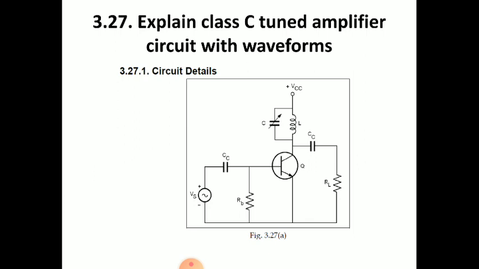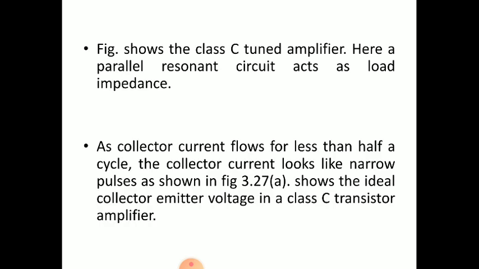Now we have to see the operation of class C tuned amplifiers. This is a tuned amplifier, because in the load the resistor RL is replaced with a tuned circuit, and the transistor is operating in class C mode. It's a power amplifier, that's why we use a power transistor, and the Q point is selected such that the conduction angle for the collector current is less than 180 degrees. The figure shows the class C tuned amplifier. Here a parallel resonant circuit acts as the load impedance.